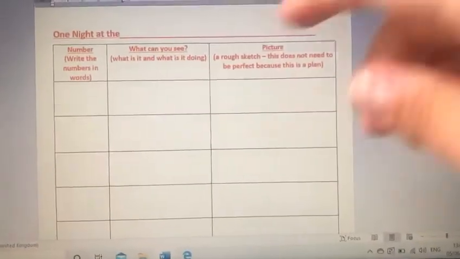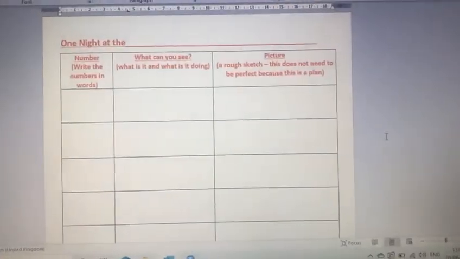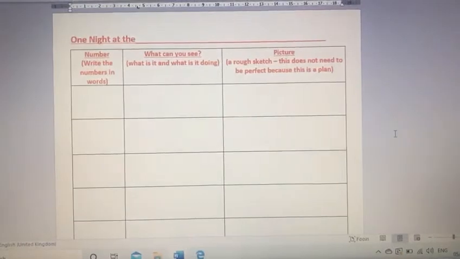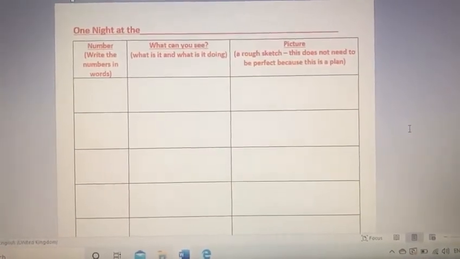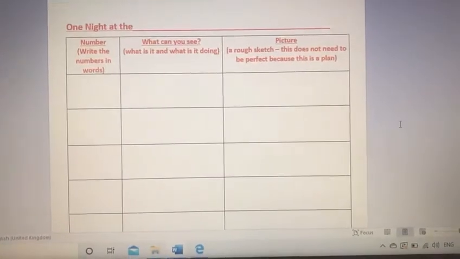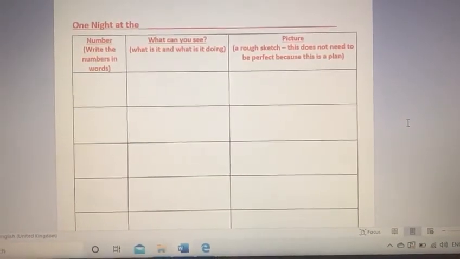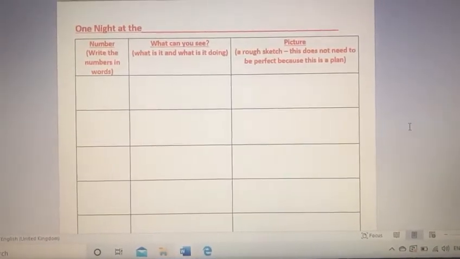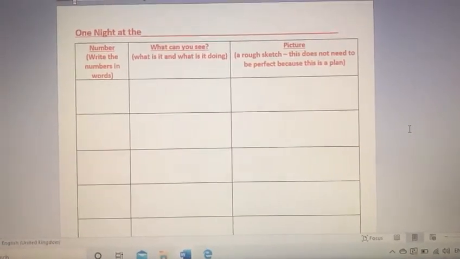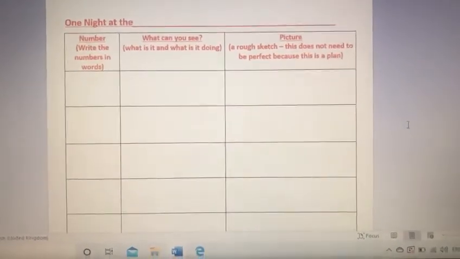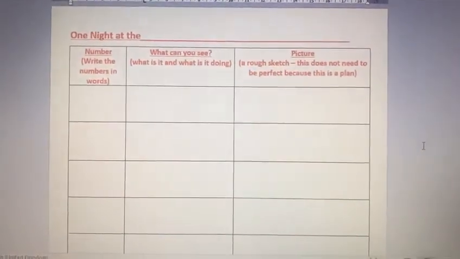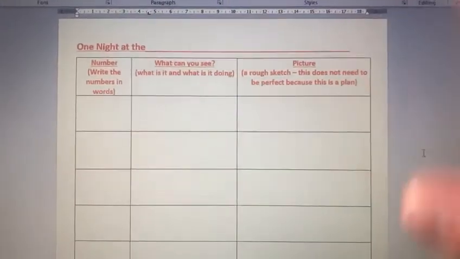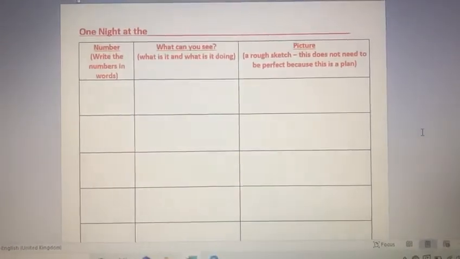Okay, so this second column here, it says what can you see. So what is it and what is it doing? For example, in the original story, the first one was one elephant flying. Number 2 was a crocodile and a, oh my goodness, what was it? A kangaroo? A crocodile and a kangaroo on a bicycle, okay? And so on.